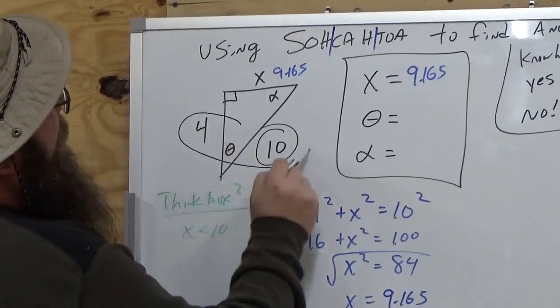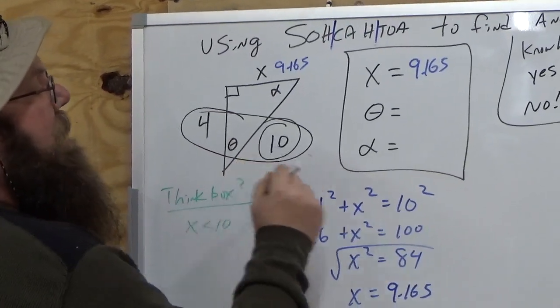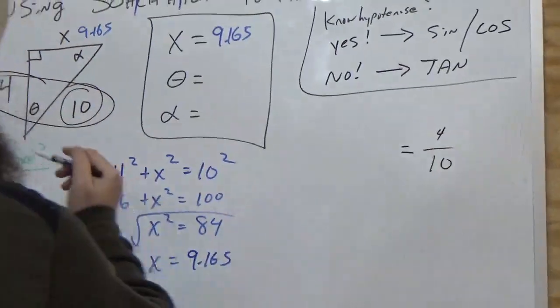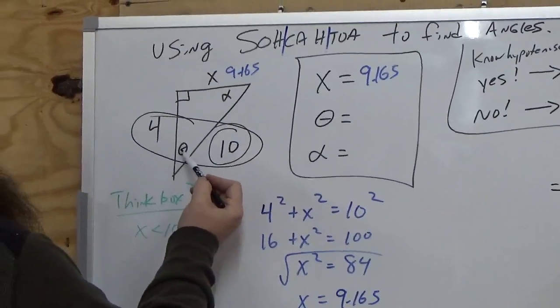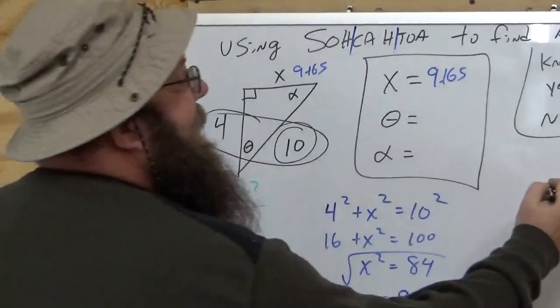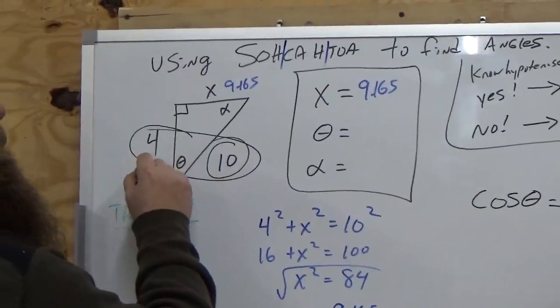But you know what? These 3 are right here. So I'm going to use, I have the hypotenuse is 10. I have 4. If I use angle theta, how is the 4 related to theta? It's the adjacent leg. That's cosine. Cosine of theta is 4 over 10.